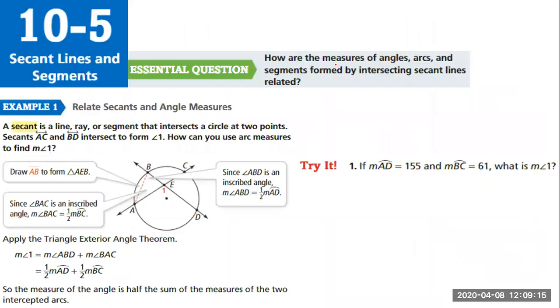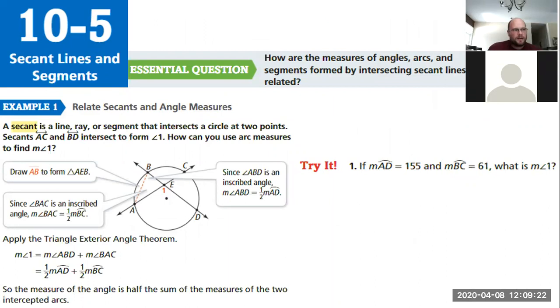So again, we are doing 10-5. For this section, we are talking about segments in circles and also secant lines. So secant is a new word for us. Now, as far as vocab goes, there's not a whole lot of new vocab in this section, but you will have a few new words. Secant is new to us.